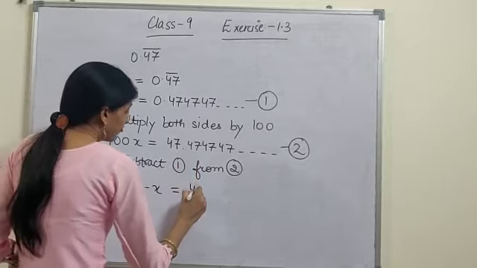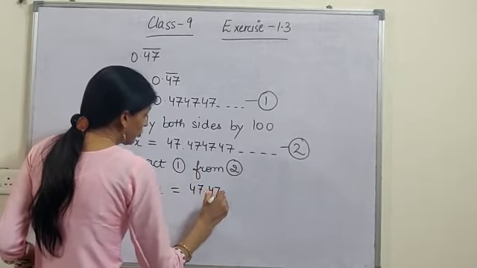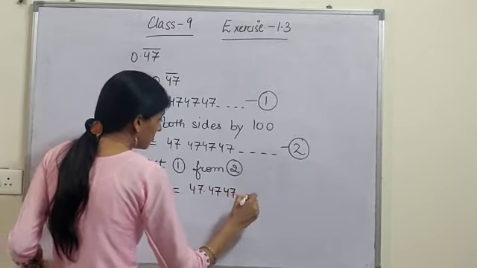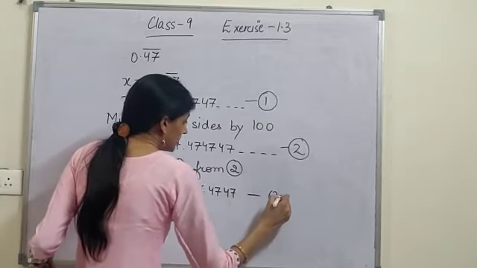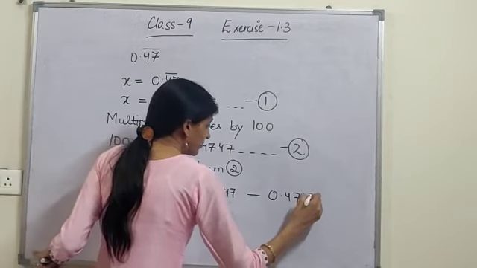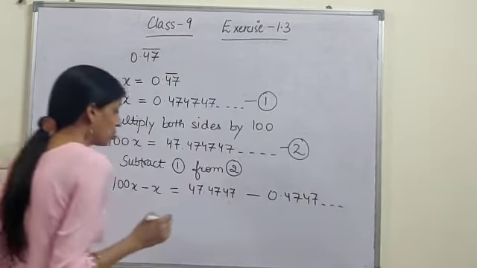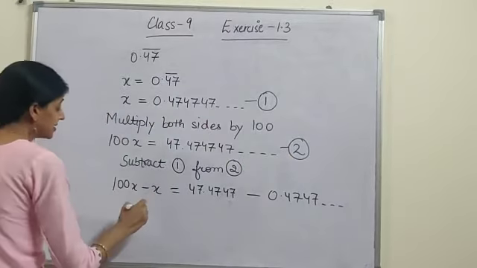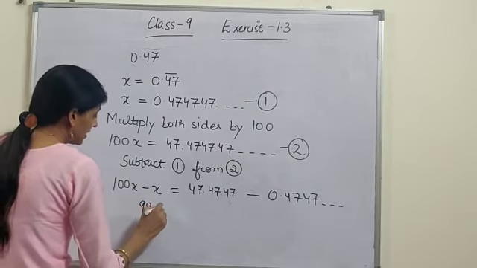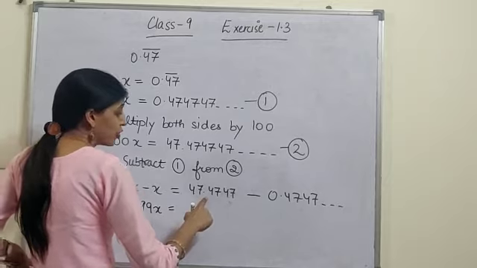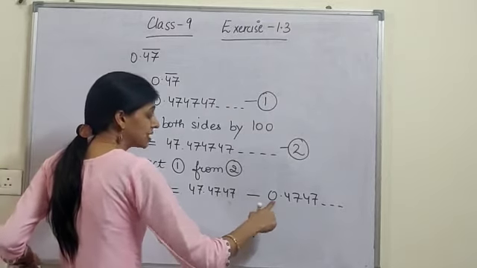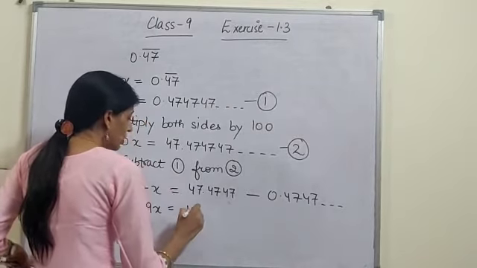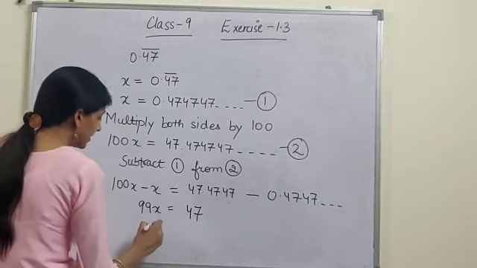This is 47.4747 minus 0.4747 and so on. 100x minus x, 99x. 47.4747 minus 0.47, so it comes out to be 47.